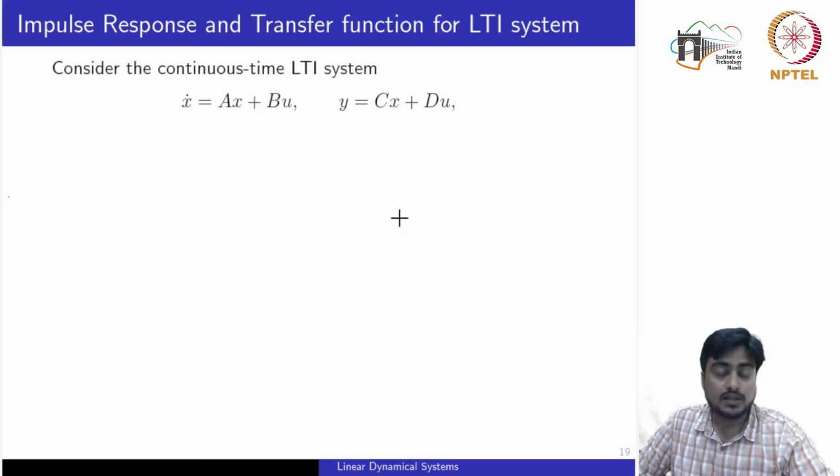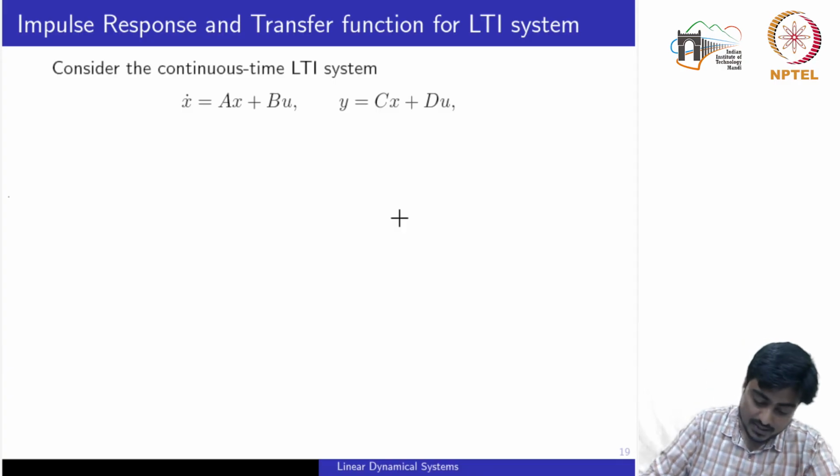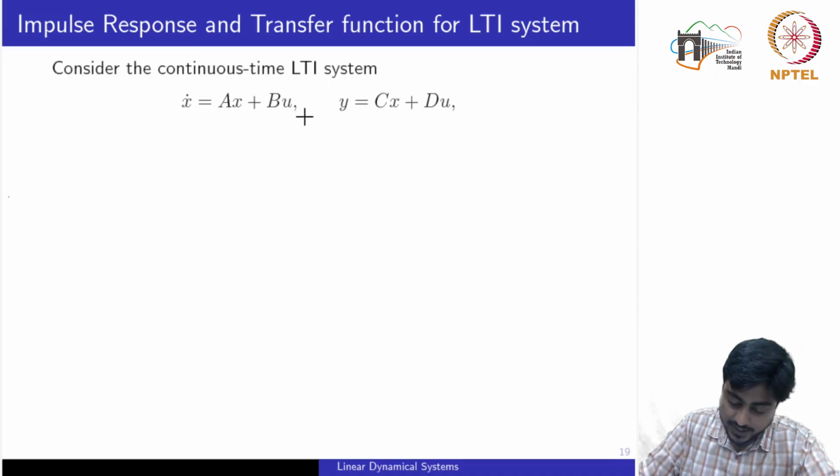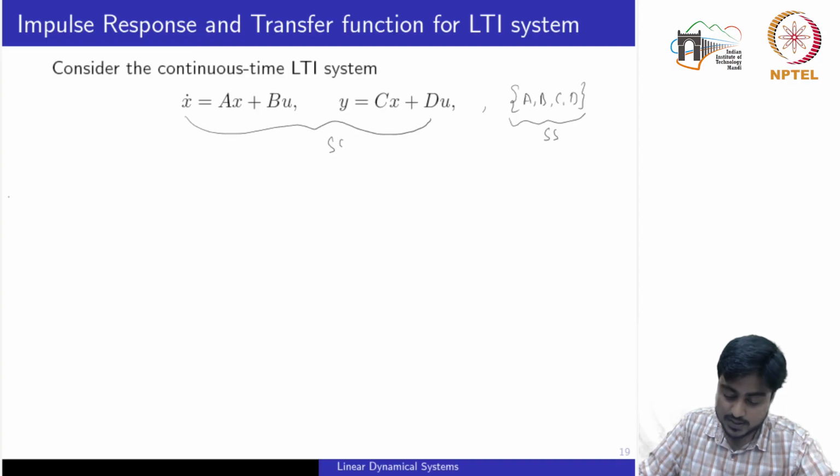Now introducing the impulse response and the transfer function for LTI systems, what we are basically aiming at is to see the relationship between the input output description we had introduced earlier and the state space system we just introduced now. So consider the continuous time LTI system, which is defined by ABCD matrices. So there are two ways of representing a continuous time LTI system. Either we write these two complete equations, or we write just the ABCD pair. Okay, so this is also a state space system, and this is also a state space system.